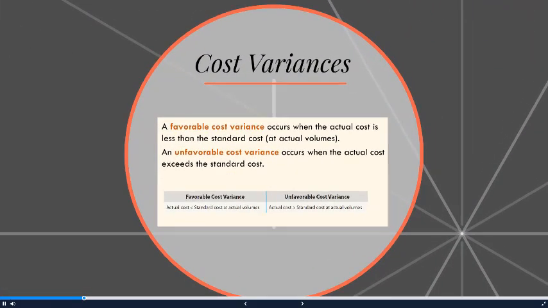So what happens is companies record everything at their standard costs, what everything should cost them to make, and then we record these variances. A favorable cost variance occurs when the actual cost is less than your standard cost. An unfavorable cost variance occurs when the actual cost exceeds those standards. So it's favorable if you're paying less than you should have paid. It's unfavorable when you've paid more than you should have paid.